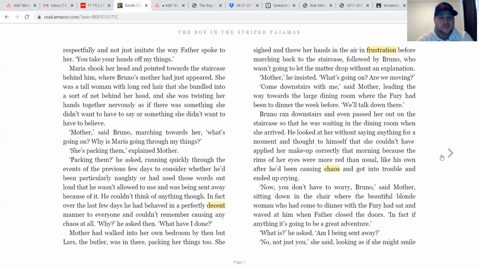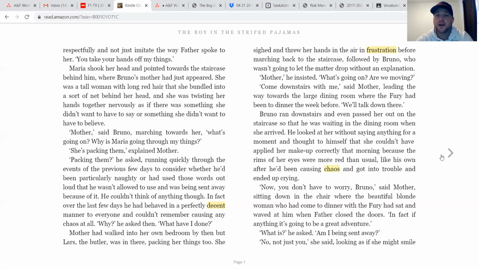"Packing them?" he asked, running quickly through the events of the previous days to consider whether he'd been particularly naughty or had used those words out loud that he wasn't allowed to use and was being sent away because of it. He couldn't think of anything, though. In fact, over the last few days, he had behaved in a perfectly decent manner to everyone and couldn't remember causing any chaos at all. "Why?" he asked then. "What have I done?" Mother had walked into her own bedroom by then, but Lars, the butler, was in there, packing her things too.